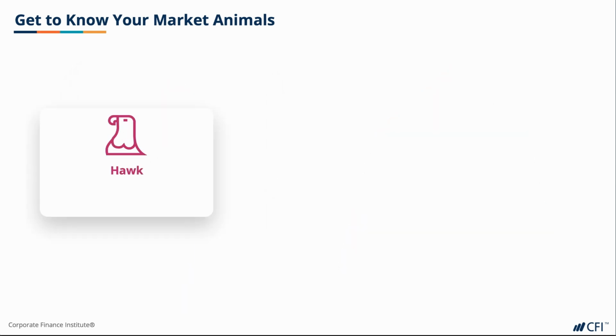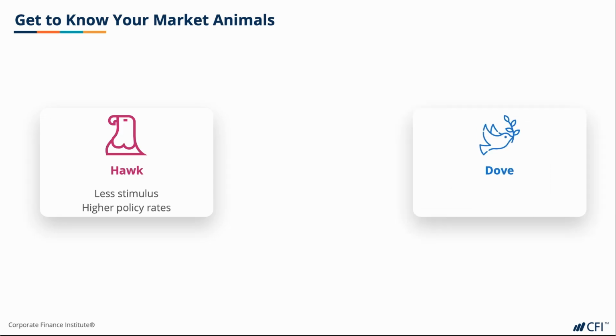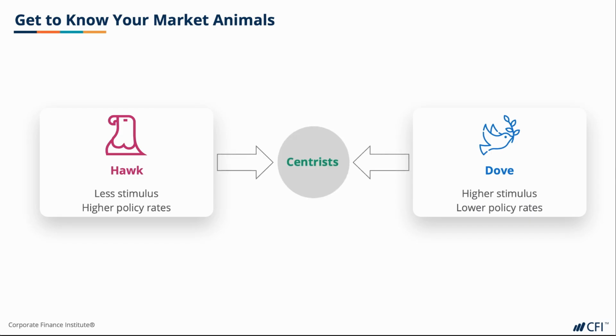Hawks are people who favor less stimulus and higher policy rates in order to keep inflation in control, less concerned with economic growth. Higher policy rates are referred to as being tighter as they restrict growth. Doves are the opposite, meaning someone who prefers lower policy rates in order to drive up economic activity and employment. They're less concerned about possibly inflationary pressures. Centrists are those who sit in the middle. Central bankers who are centrists are sometimes referred to as being moderates and tend to base their decisions on the most up-to-date economic data from their respective jurisdiction.